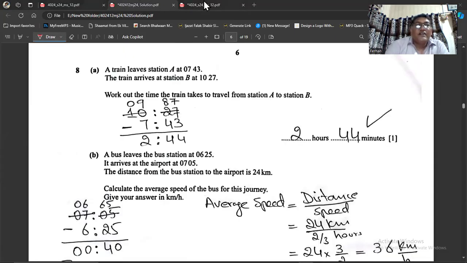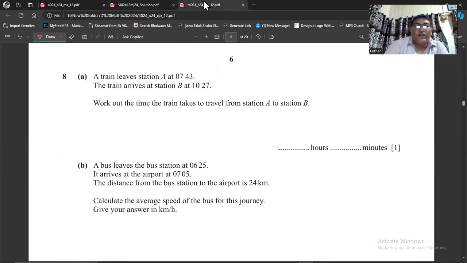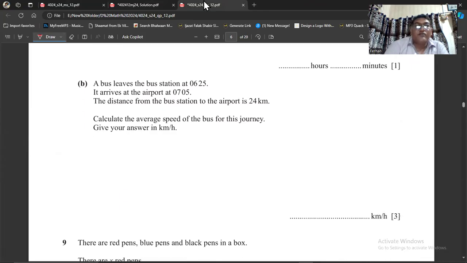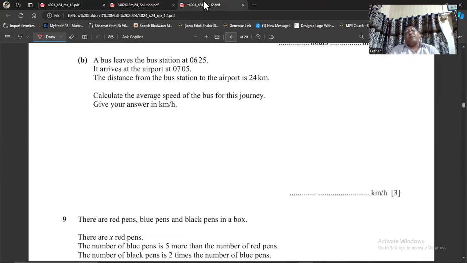So the next question showing up on your screen is question number 8, and it's B part. He says a bus leaves the bus station at 6:25. It arrives at the airport at 7:05. The distance from the bus station to the airport is 24 kilometers. Calculate the average speed of the bus for this journey. Give your answer in kilometers per hour.